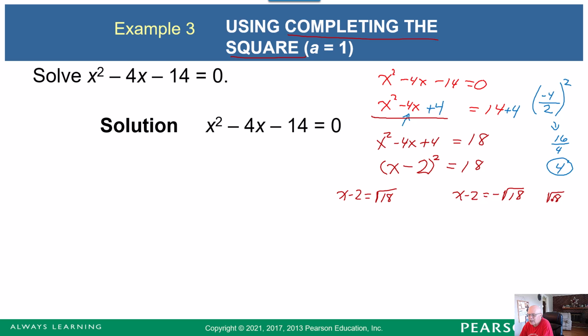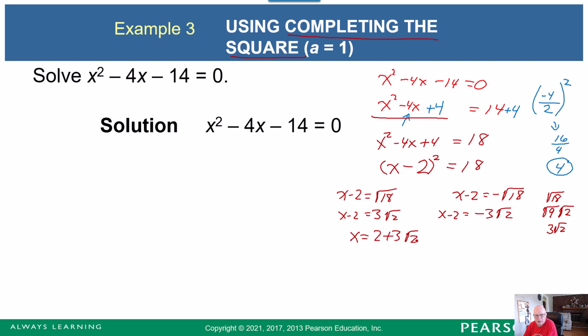Notice that 18 is the product of one that comes out even and one that doesn't. And this would be 3 square root of 2. So what we've got here is x minus 2 equals 3 square root of 2. And over here, x minus 2 equals negative 3 square root of 2. Now we complete our work. Add 2 to both sides of this. One solution is 2 plus 3 square root of 2.